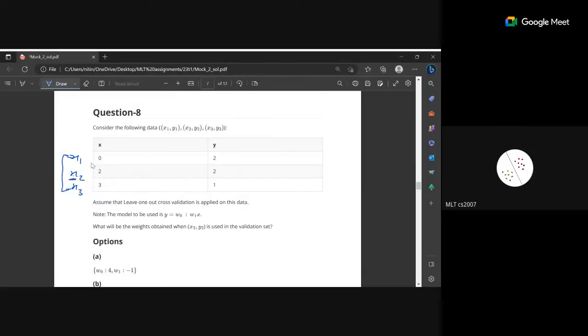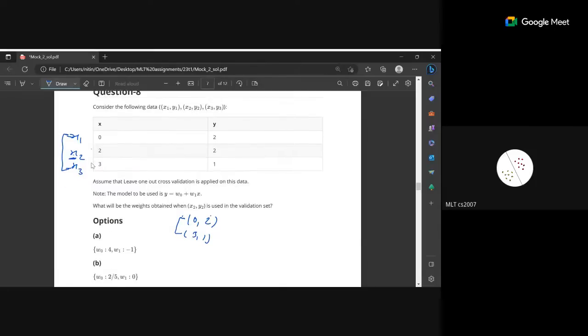You set X2 aside for validation, and this is your training set now. So you are training your model on 0, 2 and 3, 1, right? These are your labels and these are your data points. So what will be the best fit line that fits these two points? One second, sir, I'm just doing it. Then we'll find the weight vector using the same formula. W0 is going to be 1.